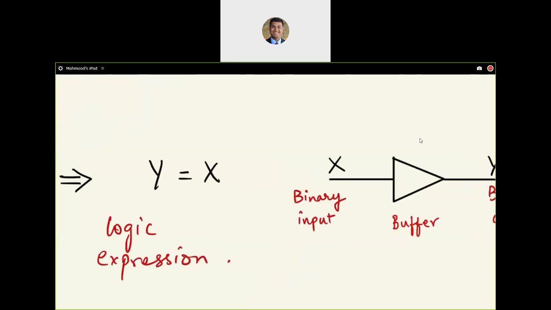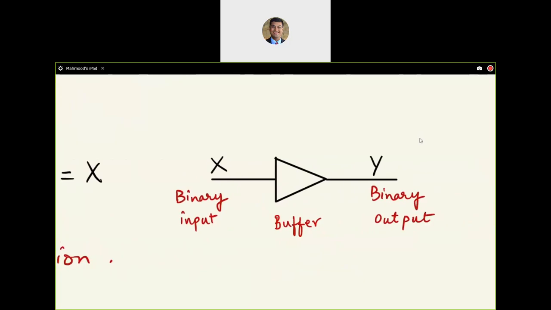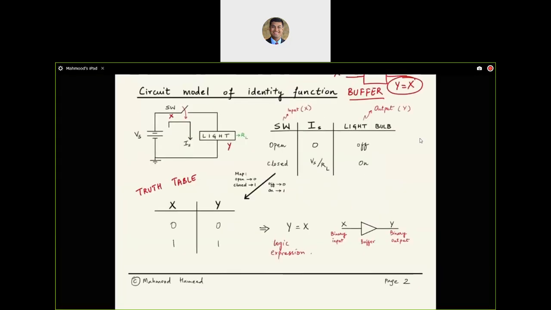The symbol for a buffer is simply a triangle. X goes in, Y comes out. Both input and output are binary in nature, and the symbol of the buffer is simply a triangle. So that's essentially the simplest logic function one can implement. And we can model this function using three elements: a voltage source, a switch, and a light bulb.